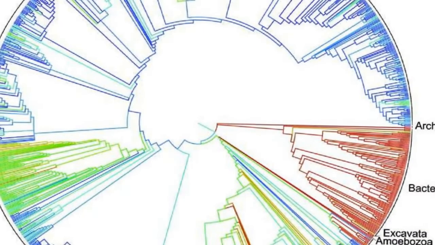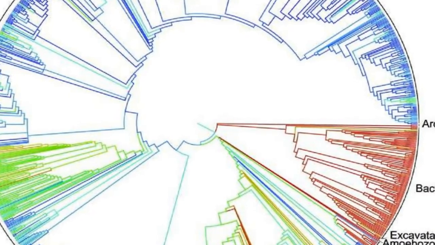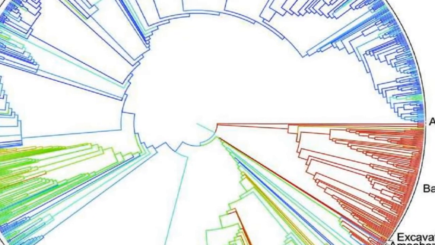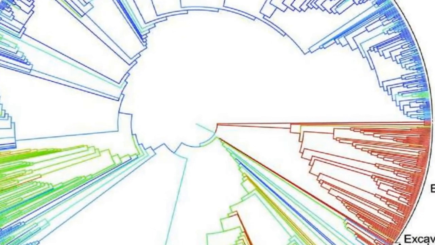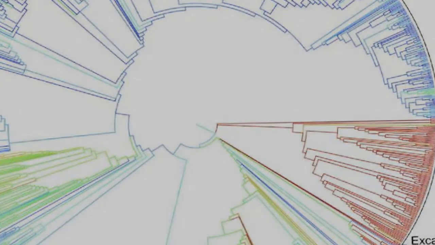Understanding how the millions of species on Earth are related to one another helps scientists discover new drugs, increase crop and livestock yields, and trace the origins and spread of infectious diseases such as HIV, Ebola, and influenza.